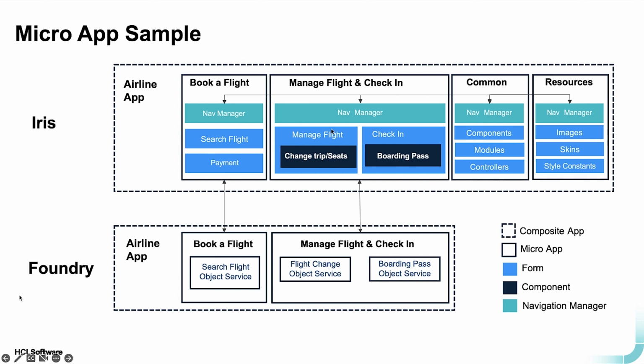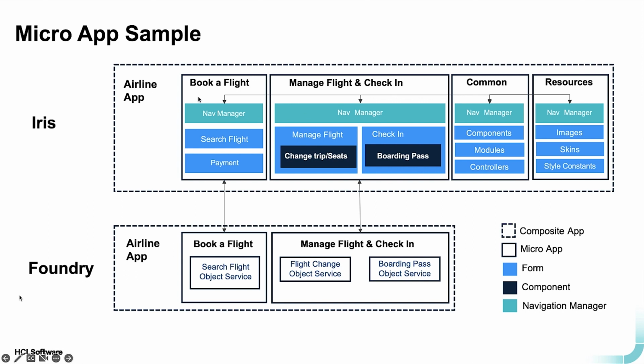Now you have book a flight, which has some functionality. You have manage flight, which has some other functionality. They have some resources in common which can be shared. They have some other utility components which can be common, which also can be shared. But now these can be developed completely independent of each other and tested. And if you're doing an update for book a flight, there needs to be no code change.